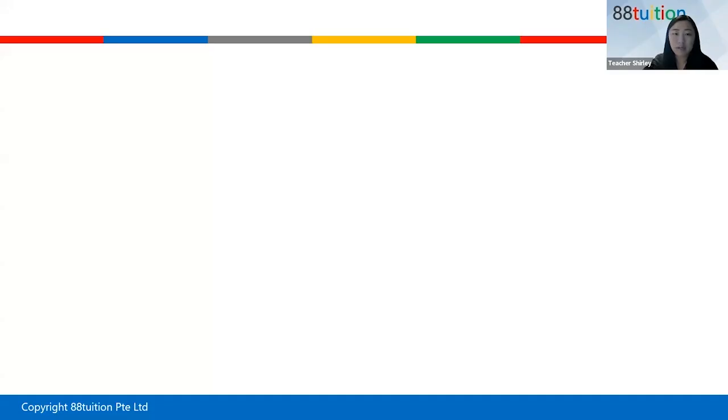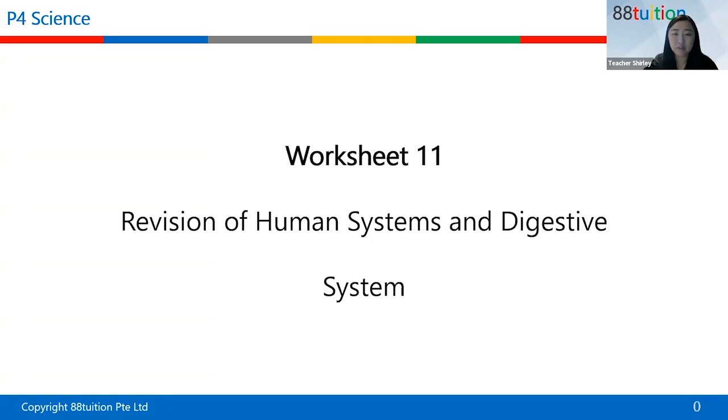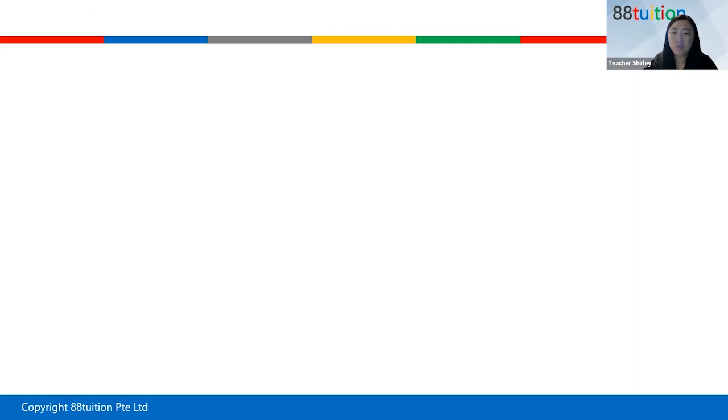Like I said, this was the previous page, right? So revision of human systems and digestive system. On this page, it's a blank sheet because I would like us to do a mind map together. Everybody can contribute, yeah? Let's start with human systems first. I'll give you an example. There are 5 different human systems. Human system number 1 will be your digestive system.